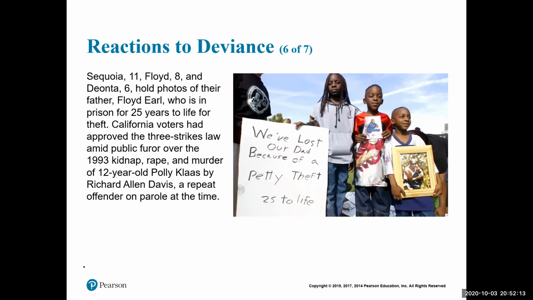In this picture that it's showing you, the little girl is 11 years old, the middle little boy is 8, the youngest one is 6. They hold a picture of their father, who is in prison for 25 years for basically theft, right? The three-strike law, the public favored it after the 1983 kidnap, rape, and murder of a 12-year-old little girl, basically by Richard Allen Davis, who was a repeated offender on parole at the time. Now, in a situation like that, I would say yes, absolutely.